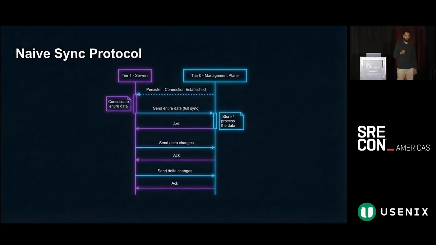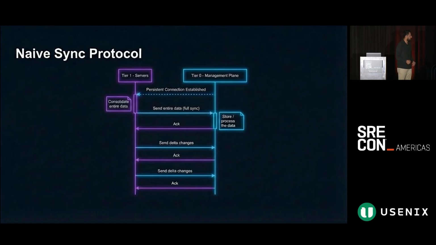But now with a tiered architecture, we needed some form of a sync protocol to sync and keep the inventory consistent at all the tiers. And this is how the first sync protocol looked like. It was pretty straightforward. The servers would establish connection with the management plane. They would aggregate all of the inventory data they are responsible for, and the inventory agent would send this entire data. We call it full sync.